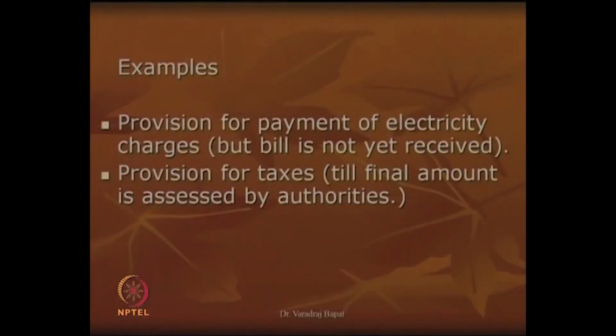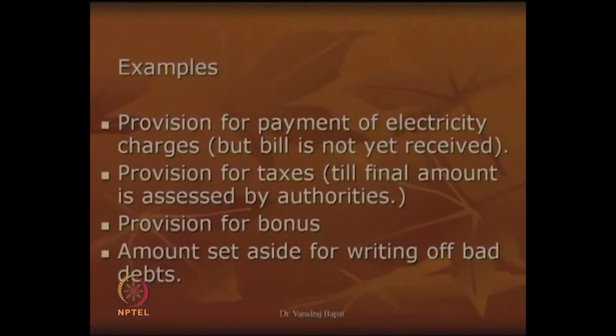Same way, I calculate how much tax I have to pay and I make a provision for it. It is known as provision for tax. Ultimately, the government authority will decide how much tax I have to pay. Then it becomes a current liability. But as of today, I have calculated based on my own working, it is known as provision for tax. Same way, at the end of the year, a company may be paying bonus to the employees. So they make a provision for bonus.